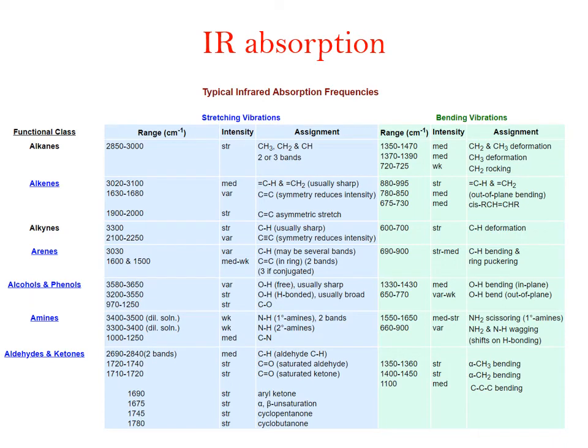Different molecules have different absorption intensities, due to the stretching and bending properties of different molecules. There are different kinds of infrared absorption frequencies. As an example, the alkanes range from 2850 to 3000 per centimeter wave number. Wave number is the reciprocal of wavelength, with strong intensity.